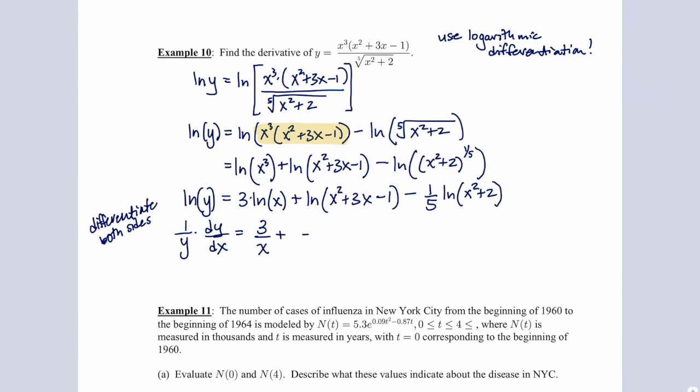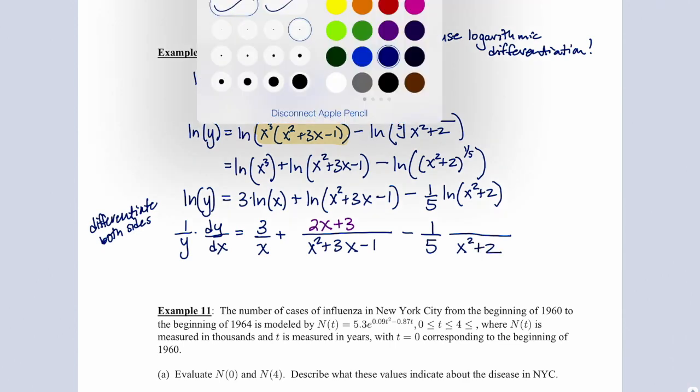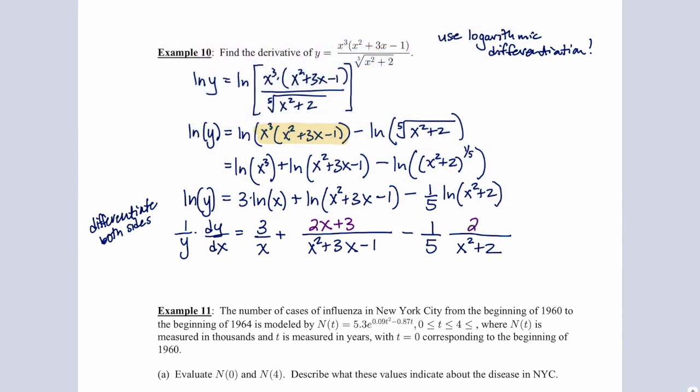plus 1 over the input times the derivative of the input. So I'm going to put that just right away in the numerator. That would be 2x plus 3, minus 1/5 times 1 over the input on this last one, x squared plus 2, times the derivative of the input, 2x.